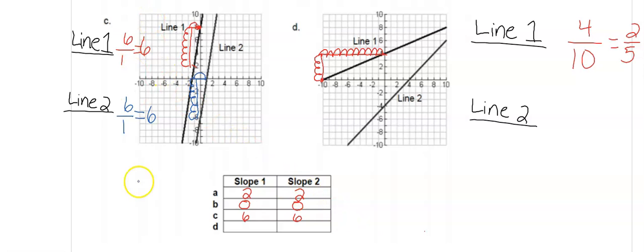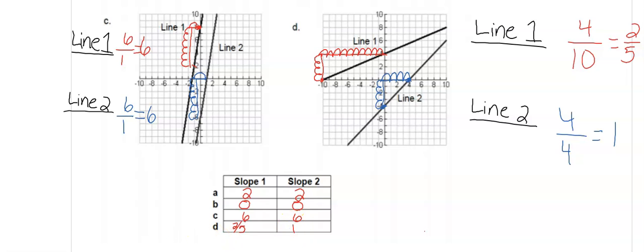Now if we go ahead and look at our second line, again we have perfect points at our intercepts. So our rise here is 1, 2, 3, 4. And our run is 1, 2, 3, 4. So if we simplify this, 4 over 4 is just equal to 1. So to fill out our table, our first slope for graph D is 2 fifths. And our second line slope is just 1.